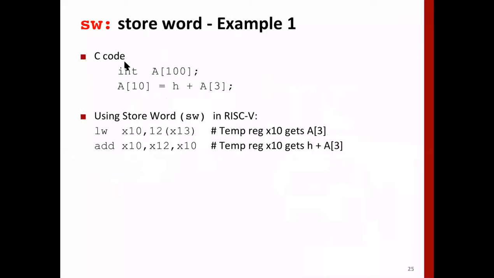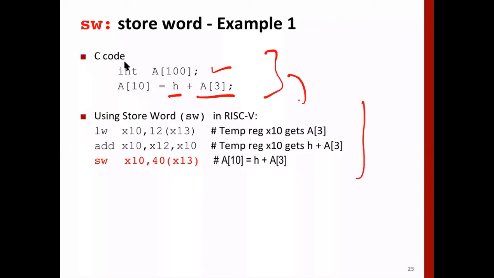Okay. So here is another example, very similar. This is an array of size 100, and what we are doing is adding to the register containing H the 4th element of the array. So simple thing. When we convert this into assembly language, it will become the following.